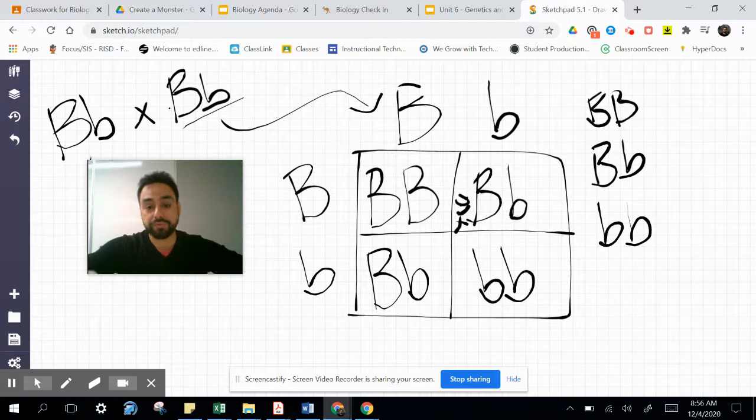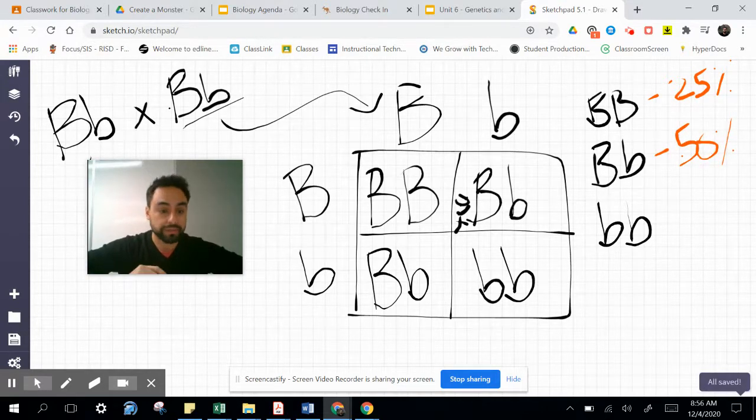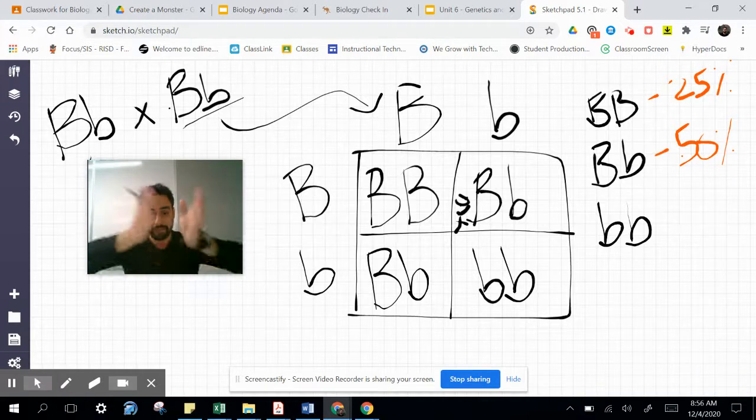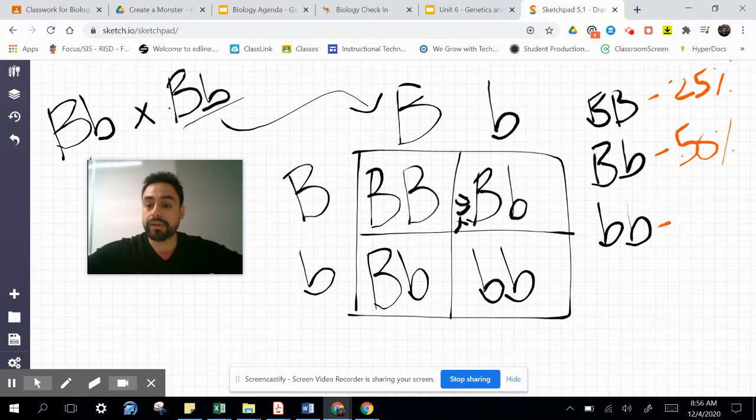All right, out of the 4, 4 out of 4 would be 100%. One of those 4, 25%, have a possibility of coming out homozygous dominant. That means both are dominant. 50% chance of us producing heterozygous offspring. Heterozygous meaning we have dominant and recessive together. And then another 25% chance of creating a homozygous recessive offspring where both are recessive.